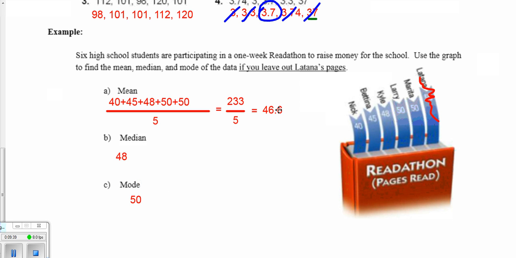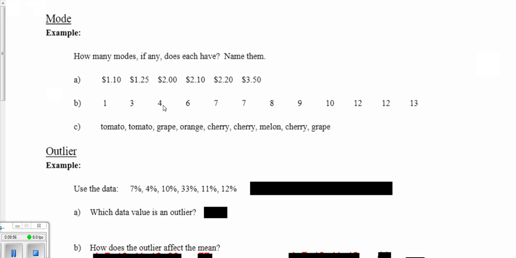So notice all of these, 46.6, 48, and 50. They're all kind of around the same place. They're all in between these 3 middle values right here. So these show pretty good measures of central tendency. Let's look at some more examples of these.